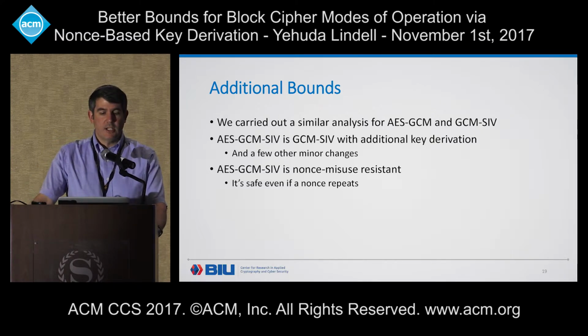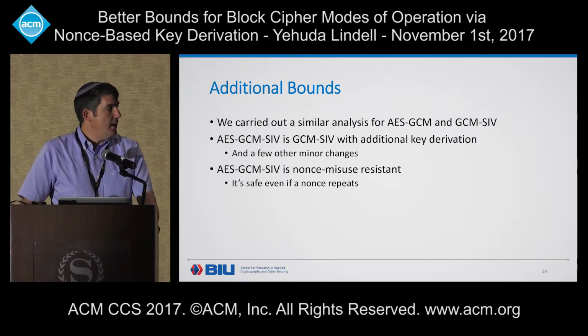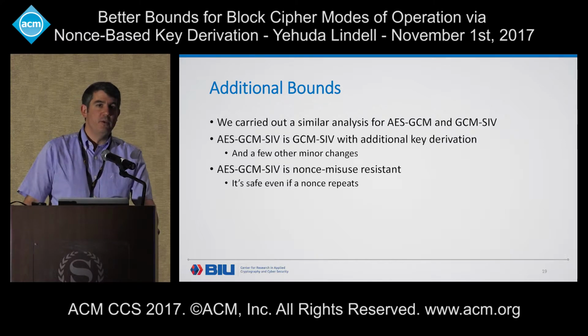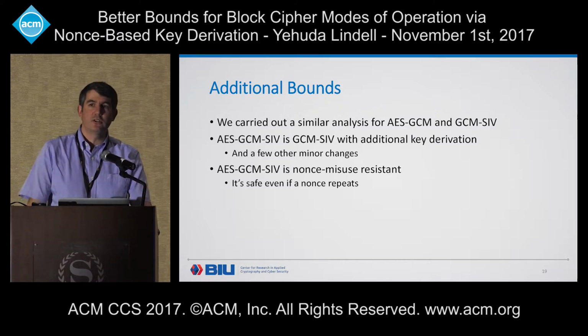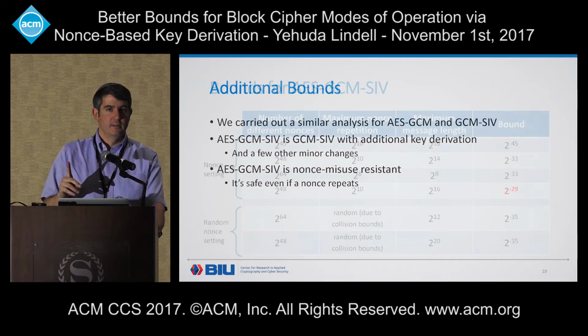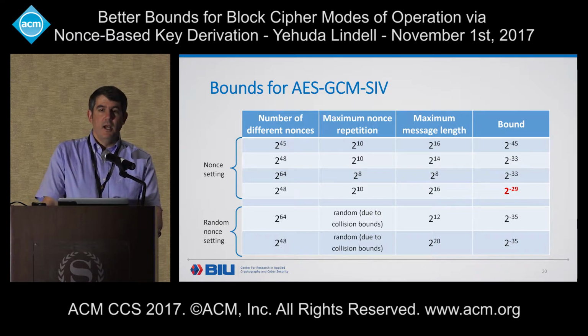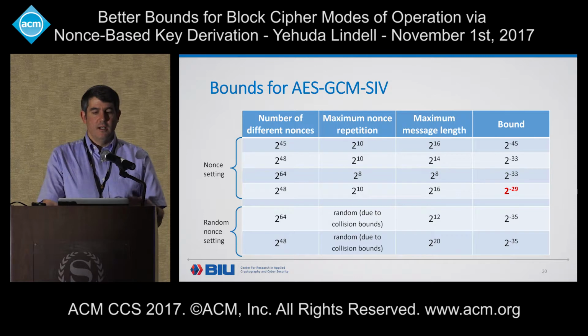And these are the bounds that we actually get for AS-GCM-SIV. I hope you can see these numbers. If you want to encrypt 2^45 different nonces, and each nonce can repeat 1,000 times, so we're talking 2^55 encryptions, okay? But each nonce repeats 2^10 times, and you're encrypting messages of length 2^16 blocks, you still have 2^-45 advantage at most for the adversary. So this is also beyond the birthday bound, and you still have very high security.